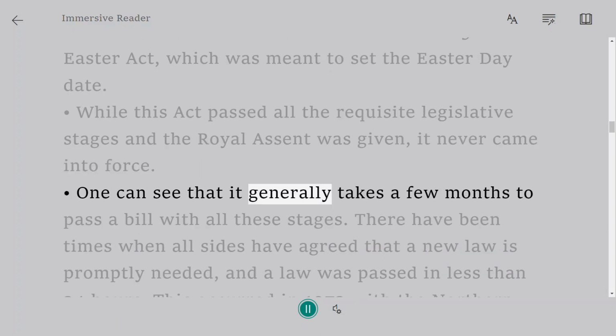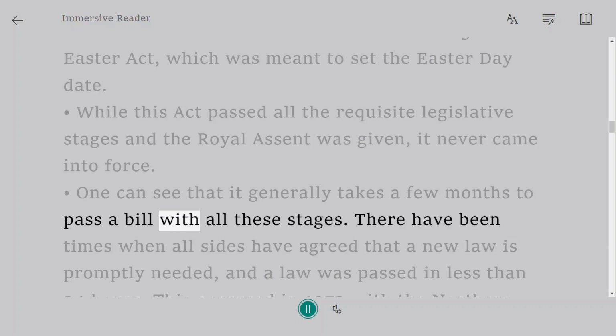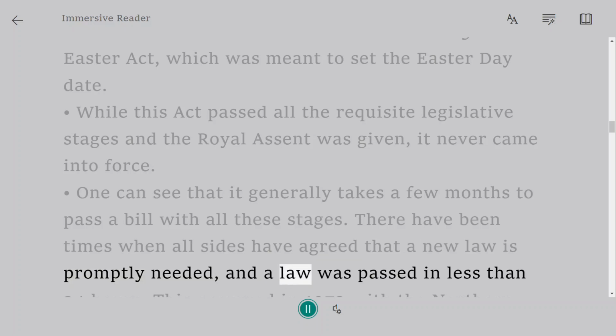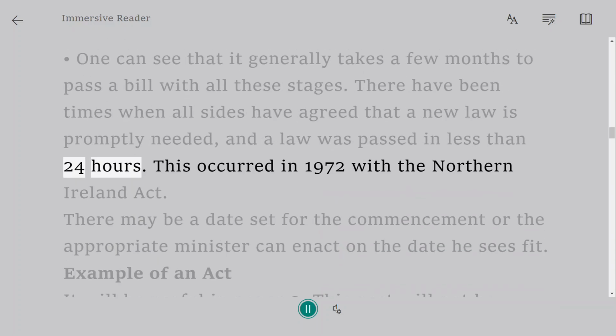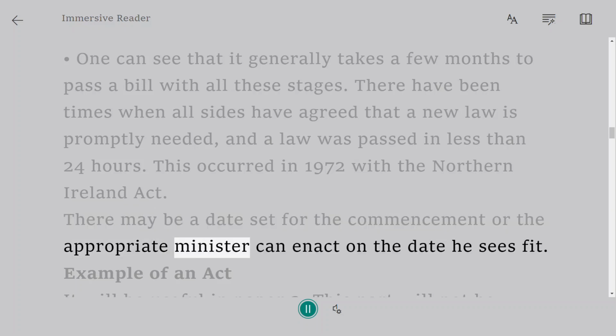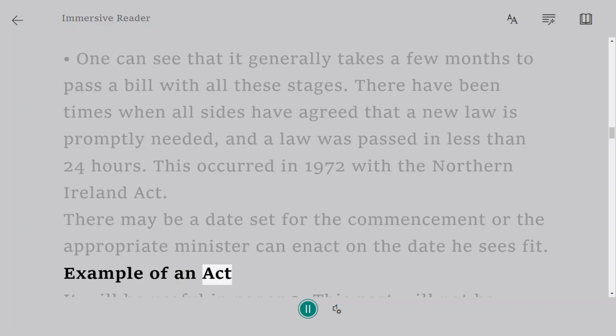One can see that it generally takes a few months to pass a bill with all these stages. There have been times when all sides have agreed that a new law is promptly needed, and a law was passed in less than 24 hours. This occurred in 1972 with the Northern Ireland Act. There may be a date set for the commencement, or the appropriate minister can enact on the date he sees fit. Example of an act.